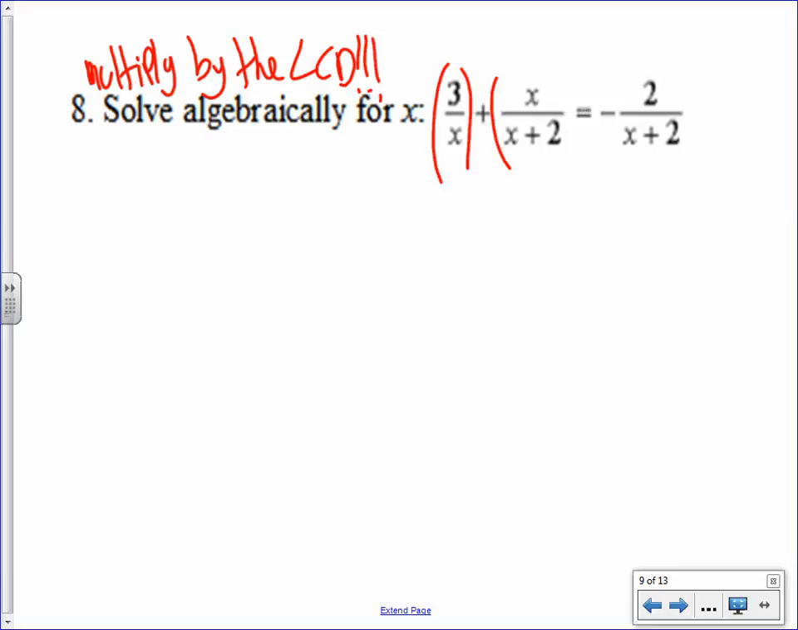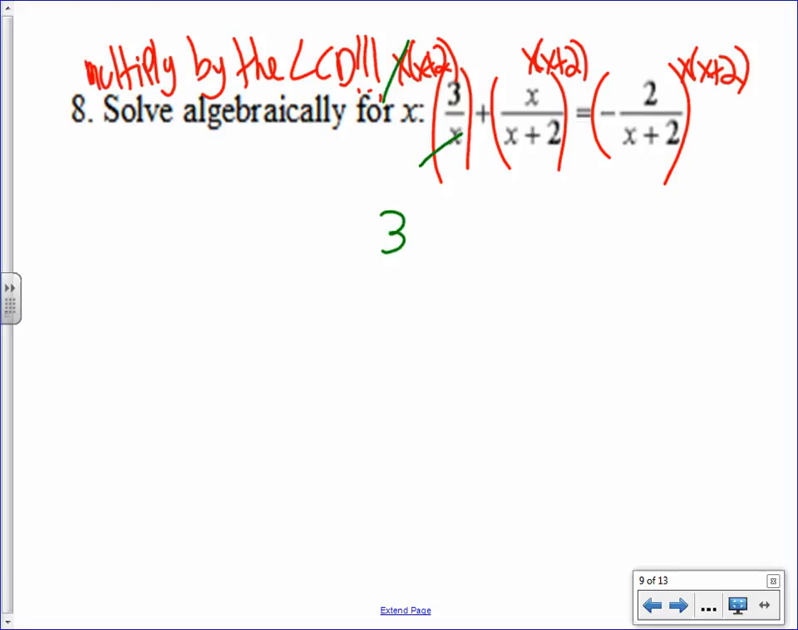To find my LCD, I take all my factors and I put them together. I have an x plus 2, so my LCD is x plus 2. The reason I do that is to get my denominators to cancel. X and x cancels, I'm left with 3x plus 2. X plus 2 and x plus 2 cancel, I'm left with x squared. X plus 2 and x plus 2 cancel, I'm left with negative 2x.